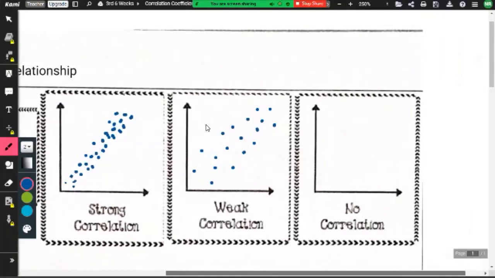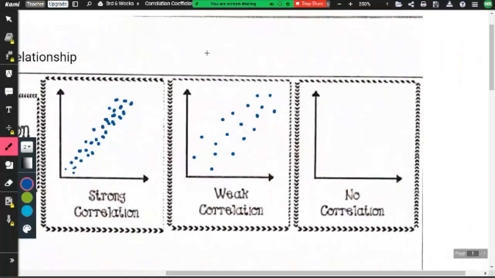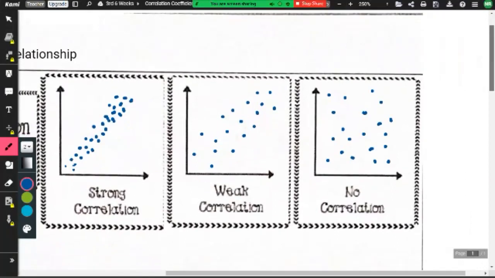Now, when do you think there would be no correlation, no relationship? Break up, all over the place. There's no chance for redemption, no reconciliation, whatever you want to call it. So that relationship's going nowhere. No relationship, no correlation.